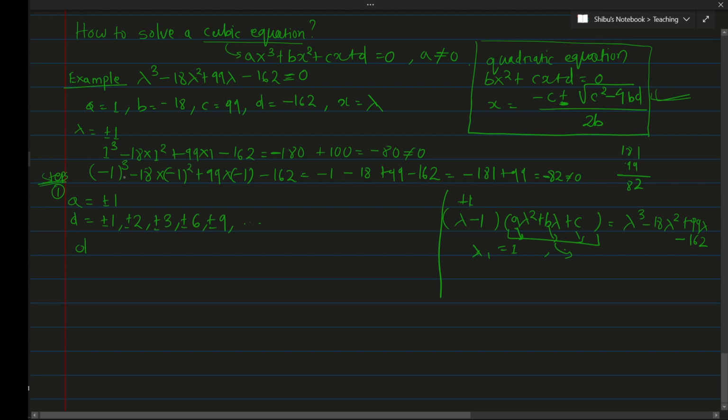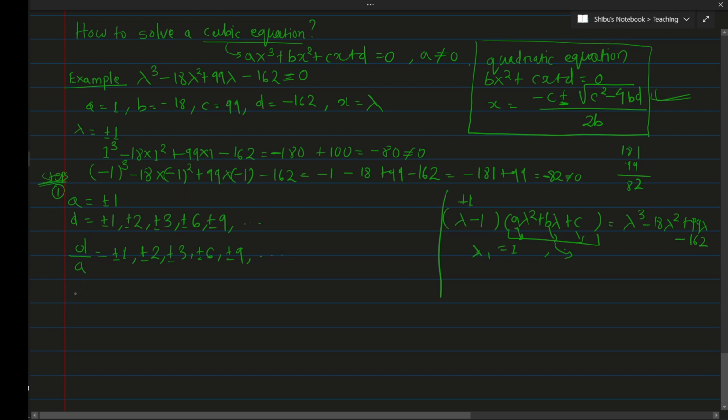So for a it is 1, so plus minus 1 is the vector, and for d it is minus 162, so it will be plus minus 1, plus minus 2, plus minus 3, plus minus 6, and plus minus 9. Now what we have to do is something like this: d by a. So plus minus 1 by plus minus 1 will be plus minus 1, plus minus 2 by plus minus 1 will be plus minus 2. Similarly, plus minus 3, plus minus 6, plus minus 9, and other factors will be there.